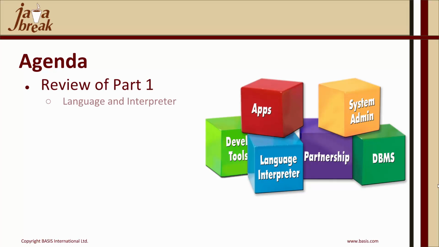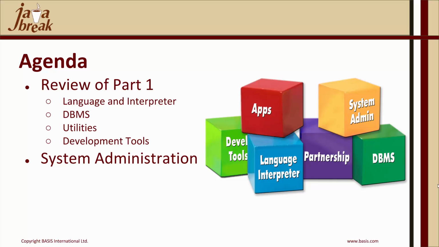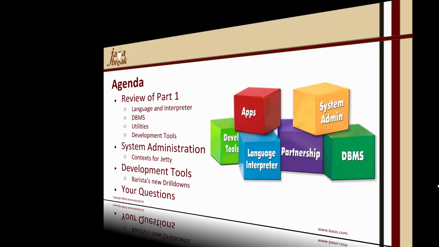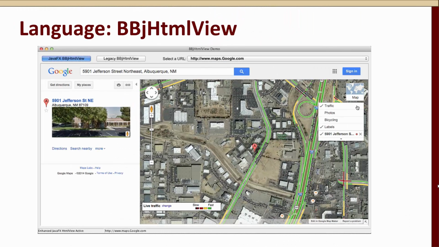We'll have a review of part 1, where we spoke about features and function added to the language and interpreter, database management system, utilities, and development tools. Then we'll have a look at some functionality we haven't covered before in system administration. We'll talk about context for Jetty, and then we'll look at some development tool enhancements, Barista's new Drilldowns, and then we'll take your questions. We'll begin by a review.